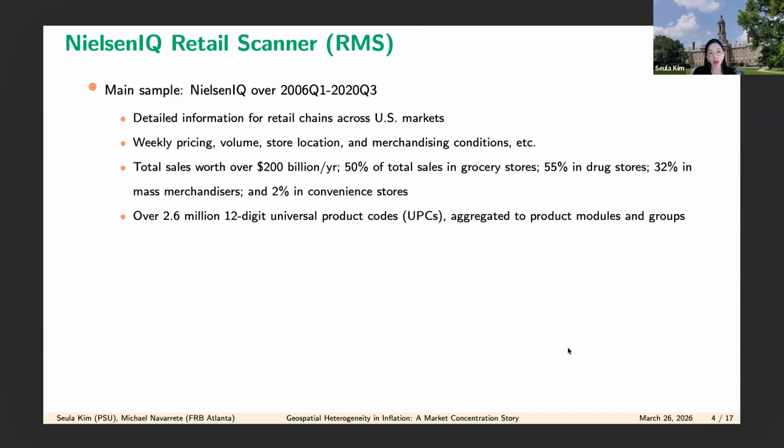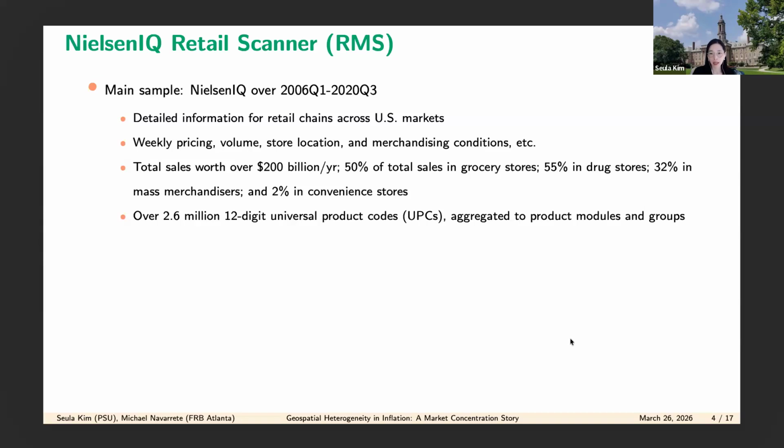As I mentioned before, our main sample leverages this Nielsen IQ retail scanner data. Our sample covers from 2006 Q1 through 2020 Q3, and this data contains detailed information for retail chains across US markets, even along the set of goods that they are providing. The big benefit of this data is that it contains a very disaggregated level of product code, named UPC. For each UPC sold in each store owned by a retail chain in the US, we can track the weekly pricing, quantity, and volume, along with the store information that we can map into retail chains.